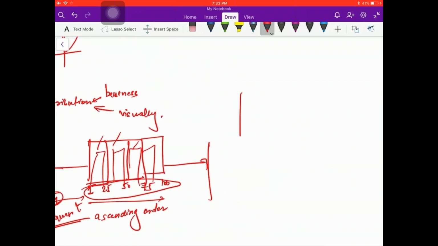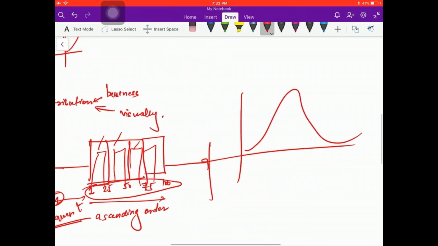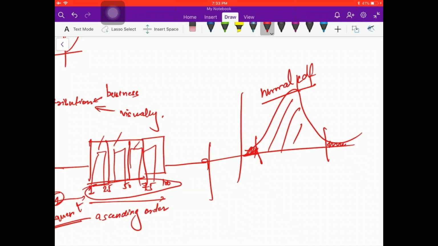For example, if you say the data is normally distributed, this is the normal PDF. Something which lies beyond, let's say, 2 sigma is a point which is kind of an outlier for me, right? It is not representing the whole population. Now, this definition can depend on the user. Some user can say it is 3 sigma, some 4 sigma, some even 6 sigma.